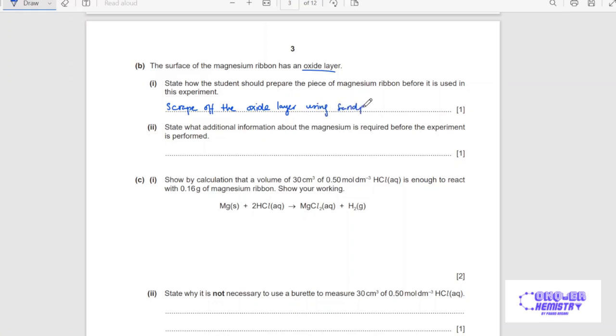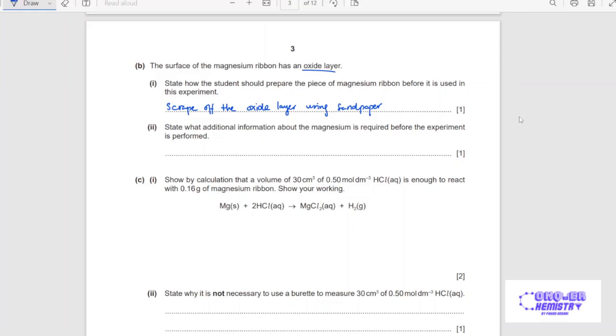Sandpaper allows for scraping and smoothing of surfaces by friction, and that's what we're going to do here. Now part 2 says state what additional information about the magnesium is required before the experiment is performed, right?